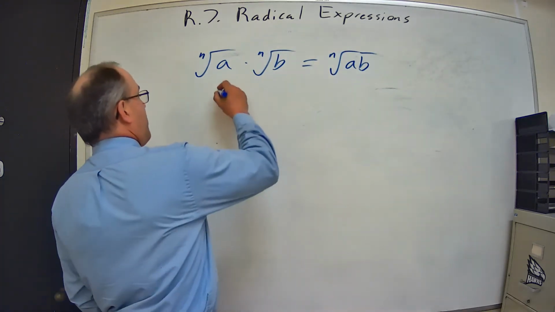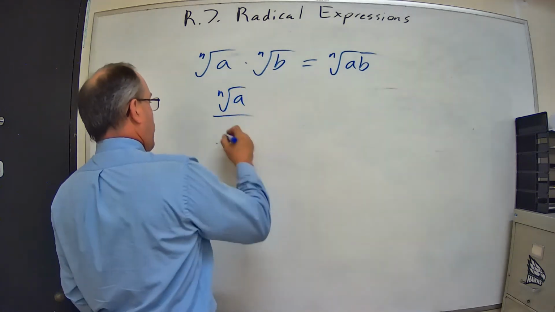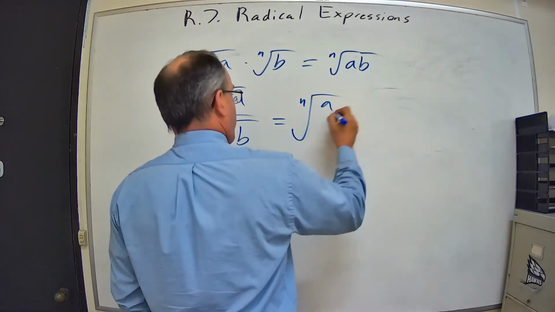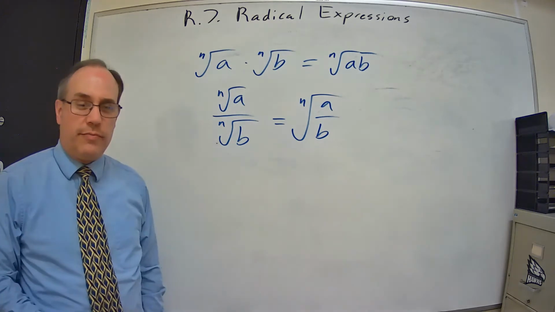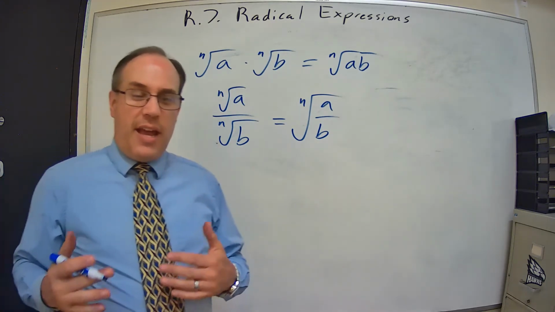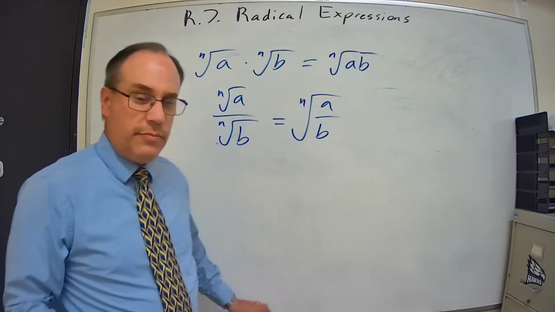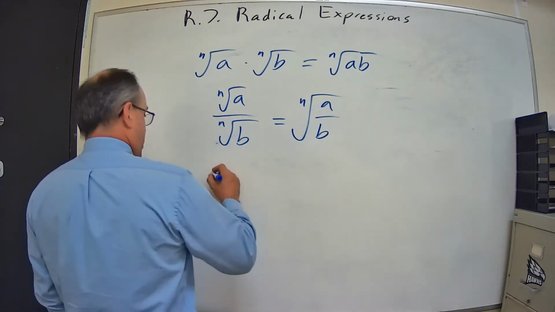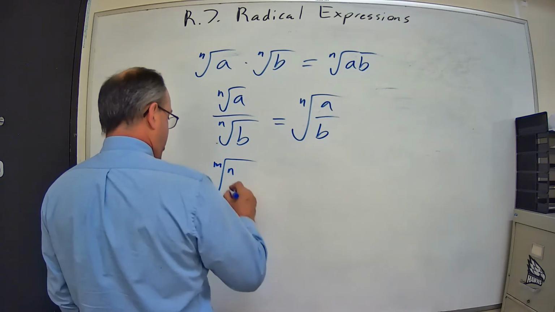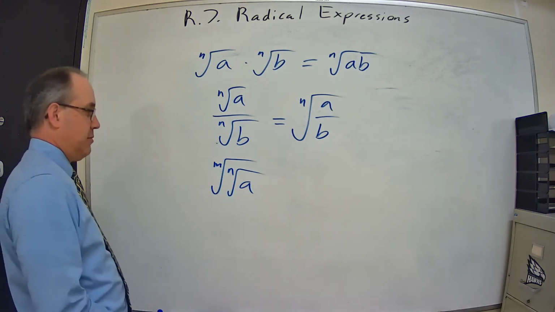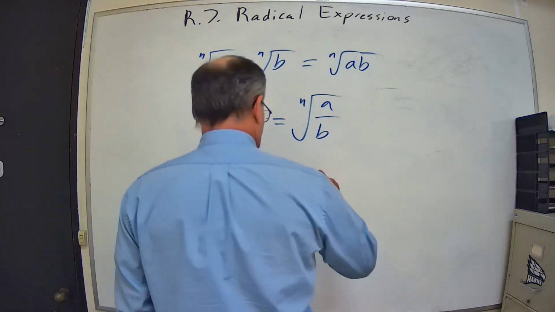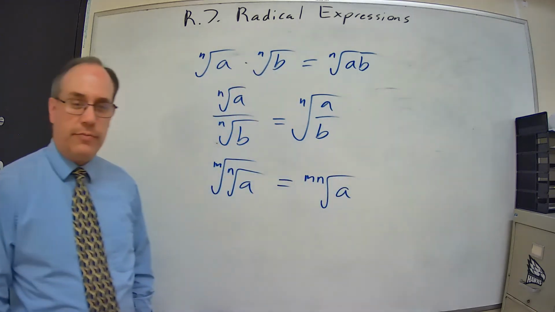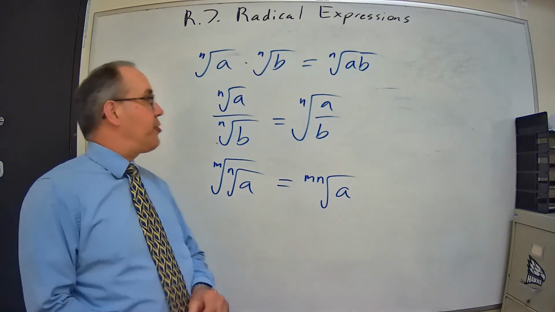The quotient rule, the nth root of A over the nth root of B is equal to the nth root of A over B. And the power rule: if we have the mth root of the nth root of A, that is equal to the m times n root of A. So let's put some of these to use.